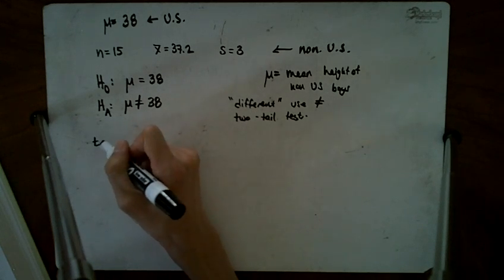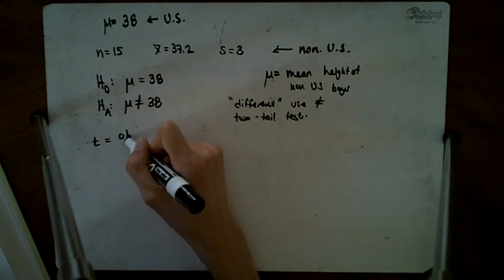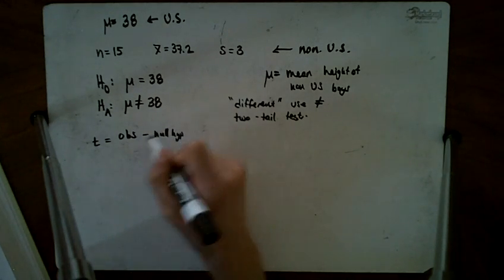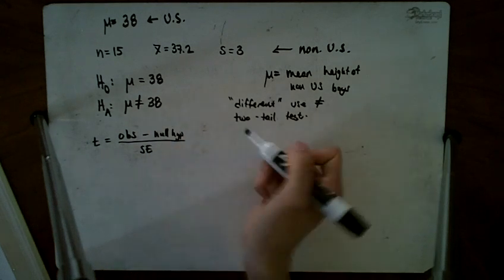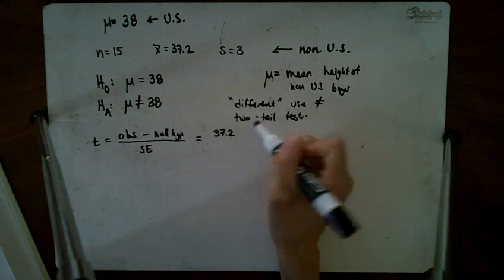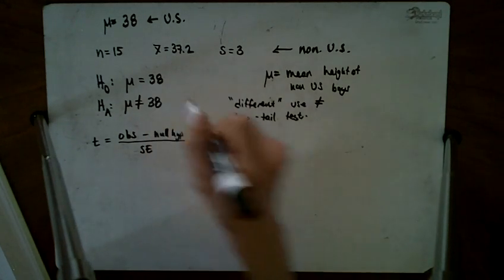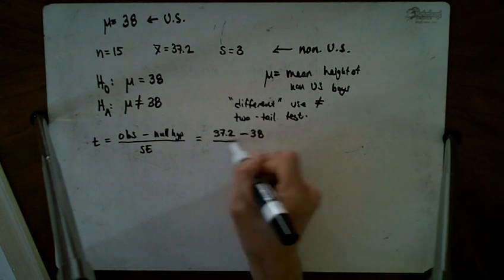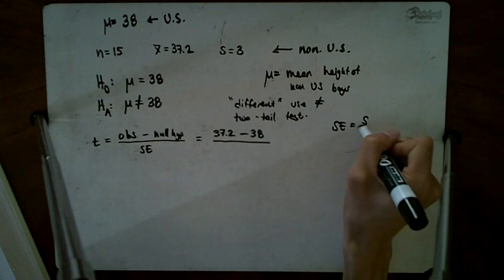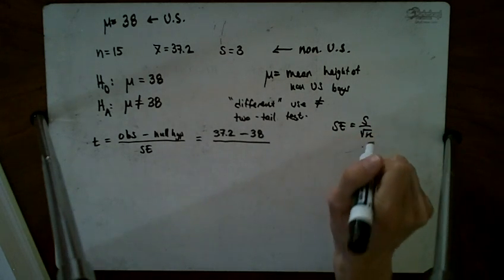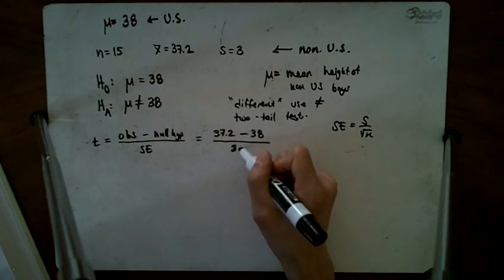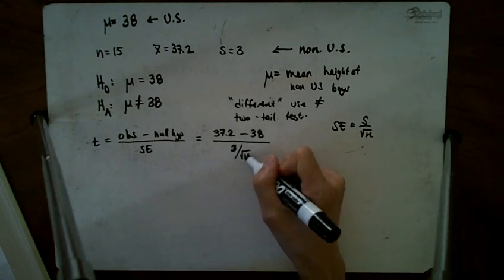We've got to figure out our test statistic, which is, as always, the observed statistic minus what's in our null hypothesis, divided by the standard error. What was the mean that we observed? We observed a mean of 37.2 inches. What's stated in the null hypothesis? 38 inches. And what's our standard error? Standard error is always s over the square root of n, whenever you're doing a t-test for one sample. So s over the square root of n would be 3 divided by the square root of 15.